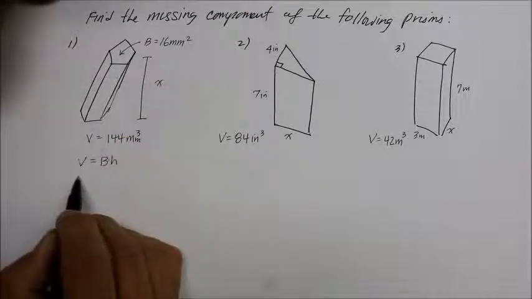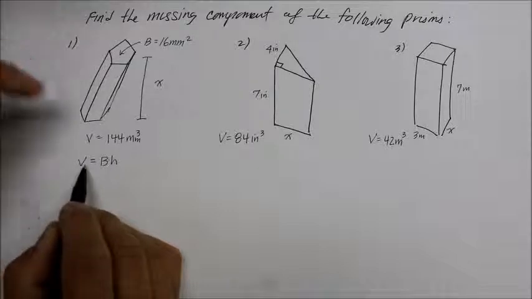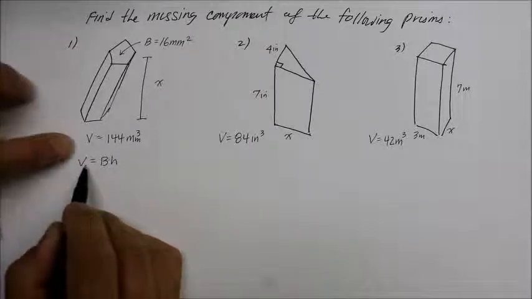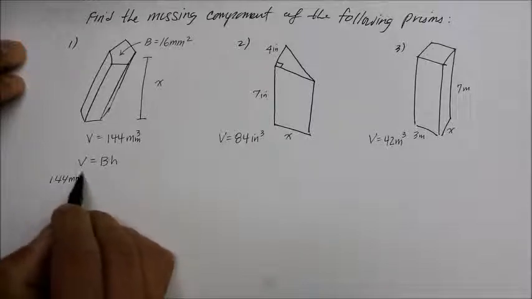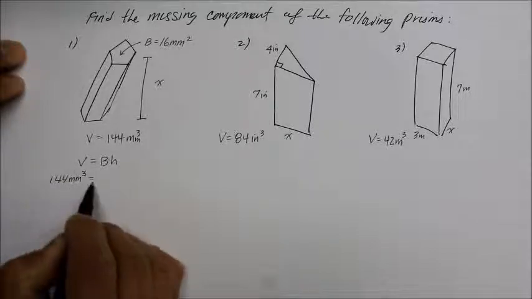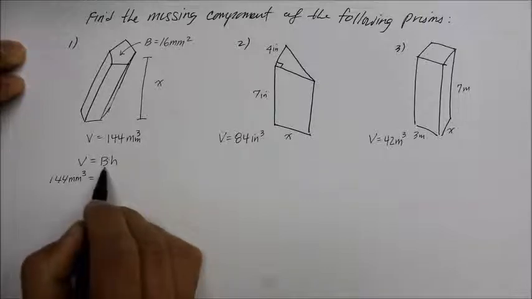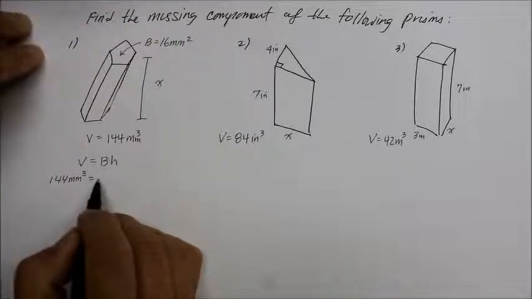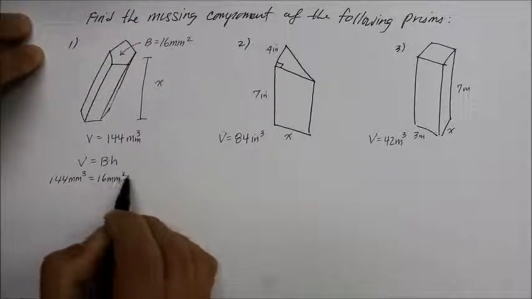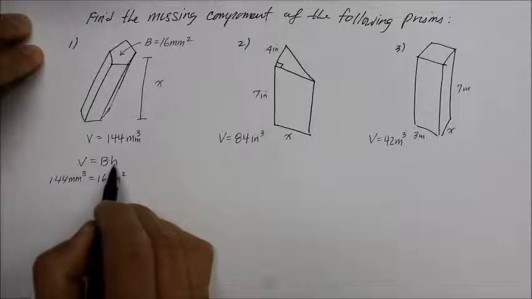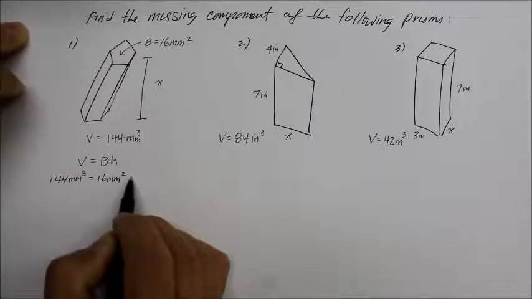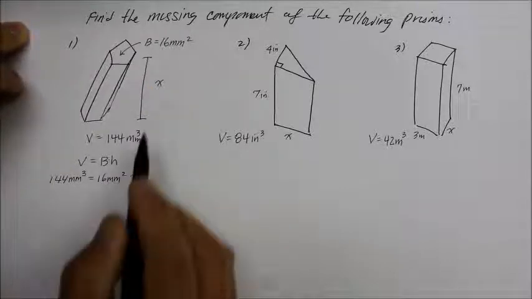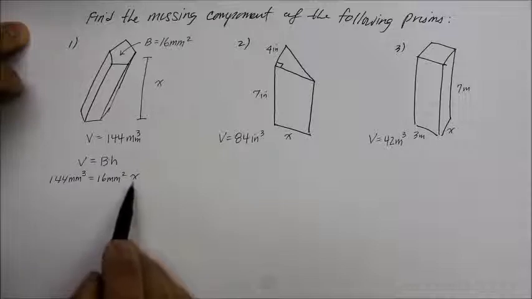So all we have to do is substitute all the variables. The volume is given as 144, so we're going to say 144 millimeters cubed, because that's the volume, and that equals the area of the base. The area of the base is given as 16 millimeters squared. What we do not know is the height, the x. So let's put the x over there, because that's what the height represents. So we're going to solve for x.